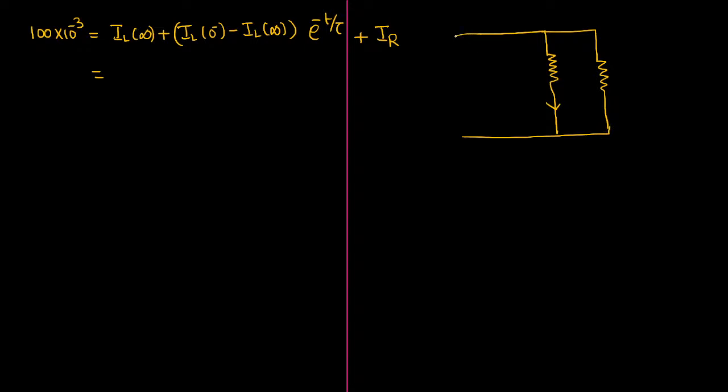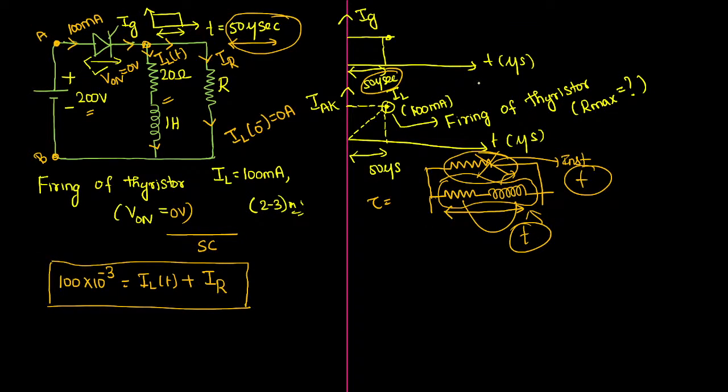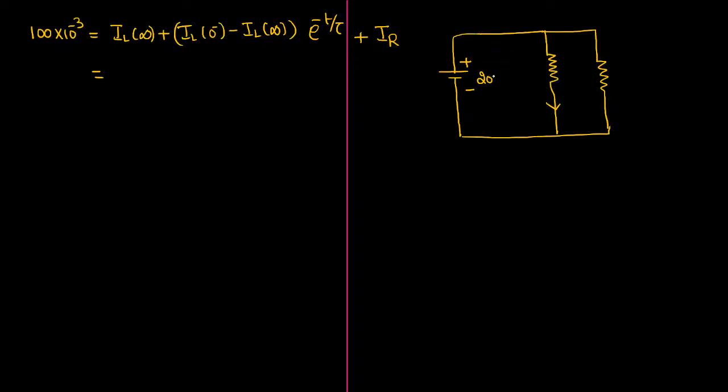Nothing is there. At IL of infinity, SCR will be short circuited, that is on state. கண்டிப்பா SCR ஆன் இருக்கும். Supply voltage எவ்வளவு கொடுத்திருக்காங்க? 200 I think. Yes, it is 200. Now if you observe, all the circuit becomes parallel. So inductor short circuit ஆயிடுச்சு அப்படின்னா this total voltage, same voltage will be dropped across this resistor.